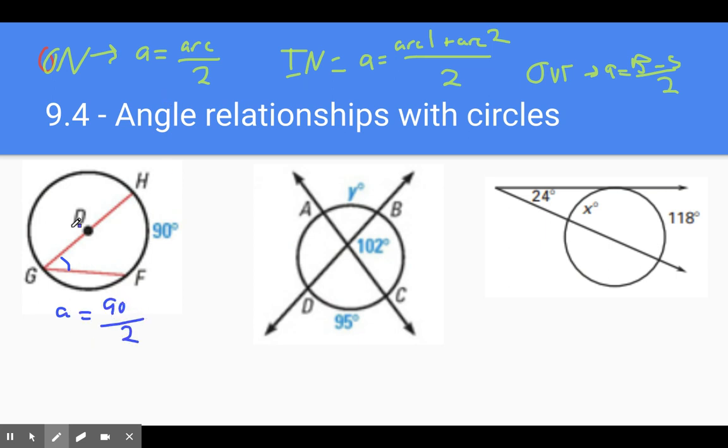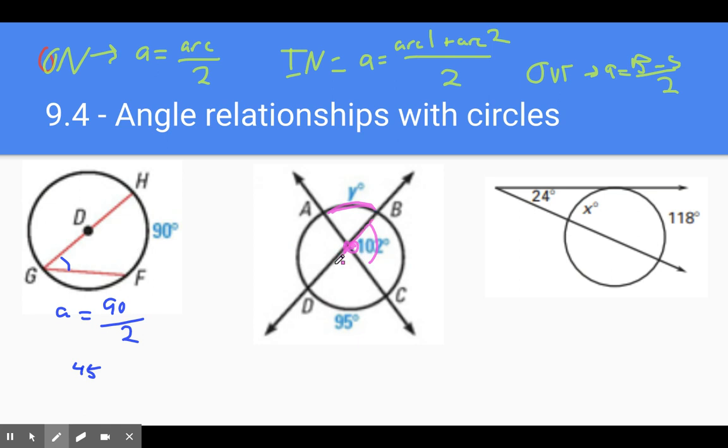So 90 divided by 2, the angle here would be 45 degrees. If I change the color for a different problem, we're looking for this arc. This is inside. So notice that's the angle, but that does not match up with these arcs. It has to be this arc right here.